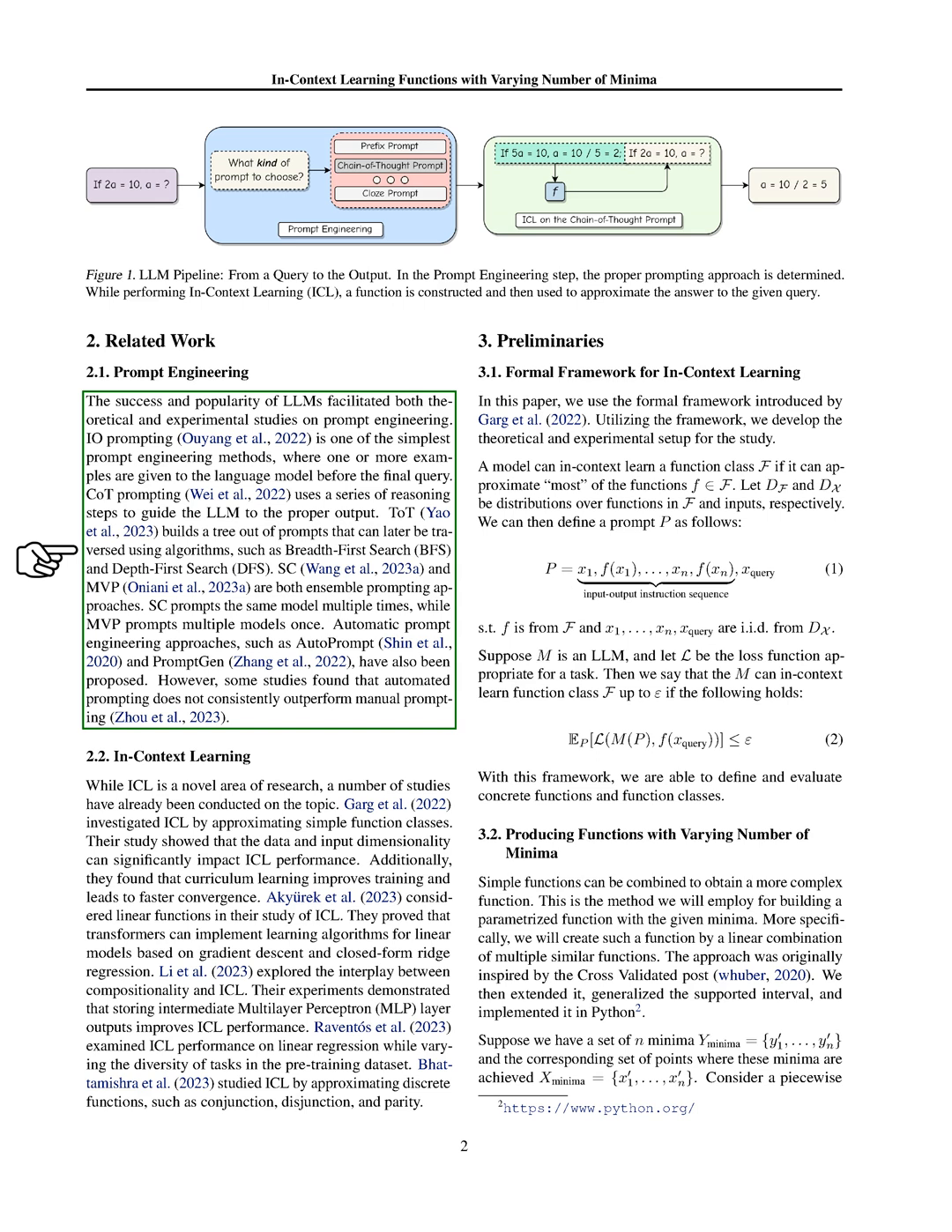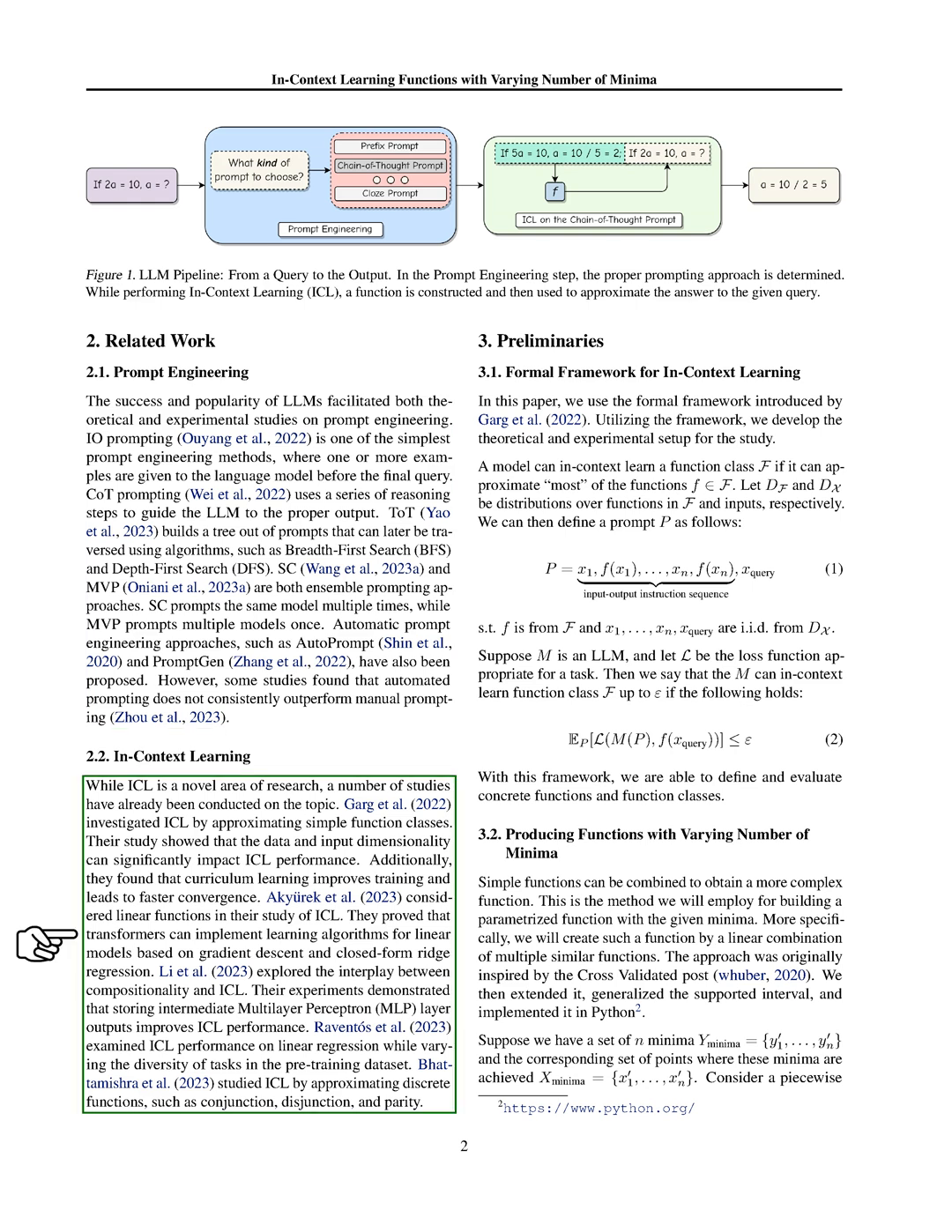TOT builds a tree out of prompts that can later be navigated using algorithms like breadth-first search, BFS, and depth-first search, DFS. SC and MVP are both ensemble prompting approaches. SC prompts the same model multiple times, while MVP prompts multiple models once. Automatic prompt engineering approaches have also been proposed, but some studies found that automated prompting does not consistently outperform manual prompting.